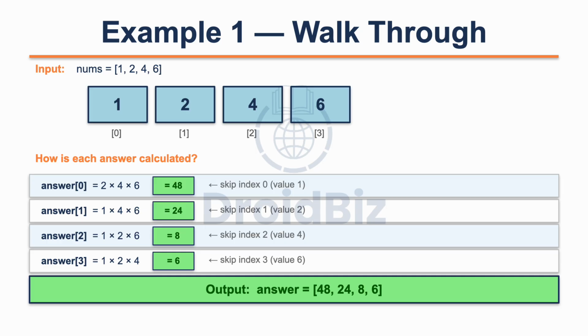For answer at index 2, we skip the value 4 and multiply 1 times 2 times 6. That gives us 8. For answer at index 3, we skip the value 6 and multiply 1 times 2 times 4. That gives us 6. So our final output array is 48, 24, 8, 6. Simple idea, but we need to do this efficiently, without division, and in linear time. Let's see another example next.